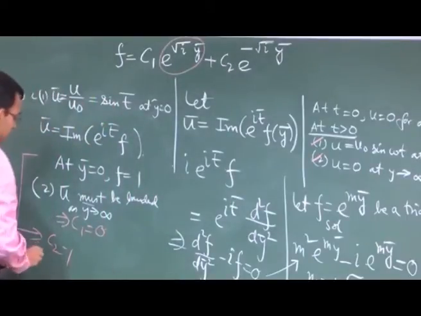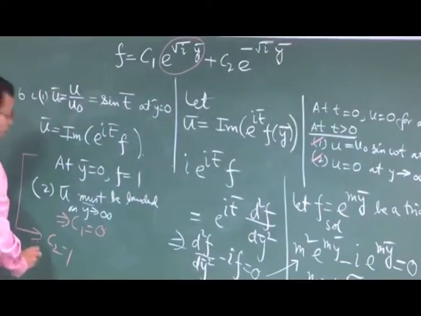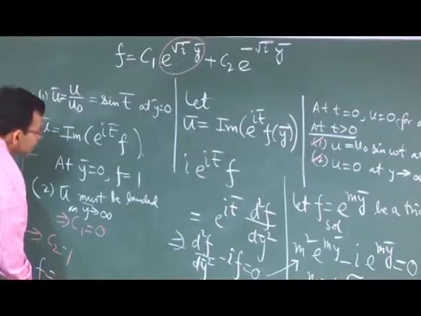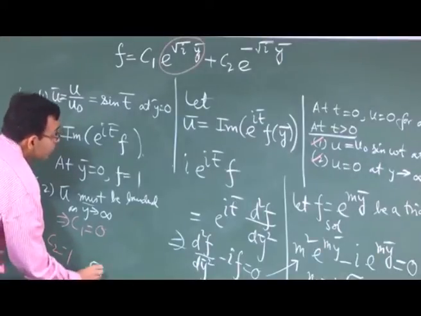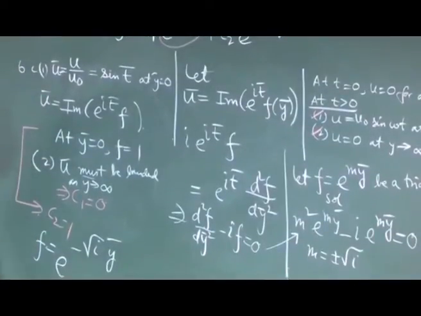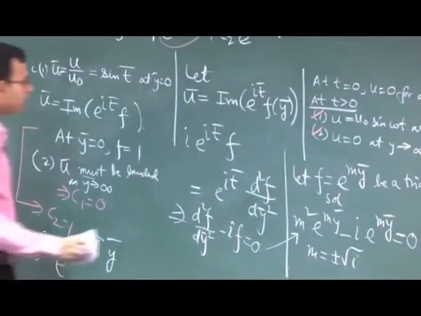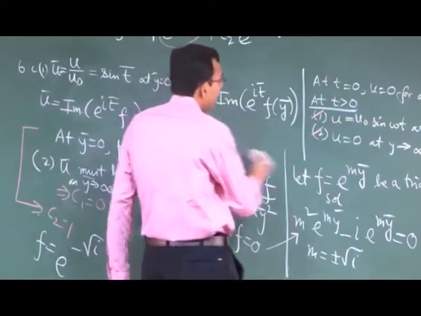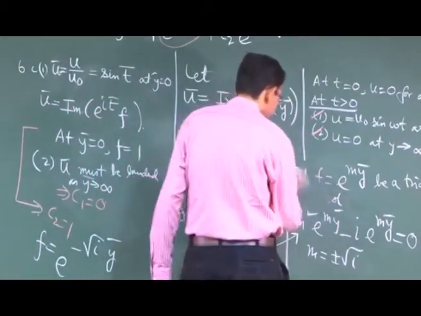So, you will get the solution as f is equal to e to the power minus square root of I y bar. So, actually in a very neat and simple way we have arrived at the solution.